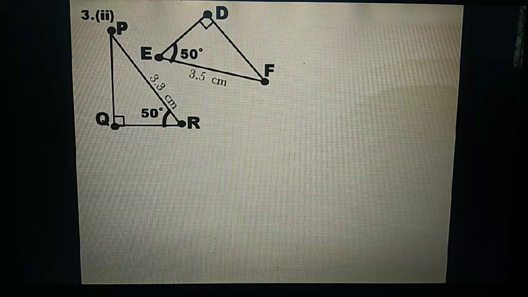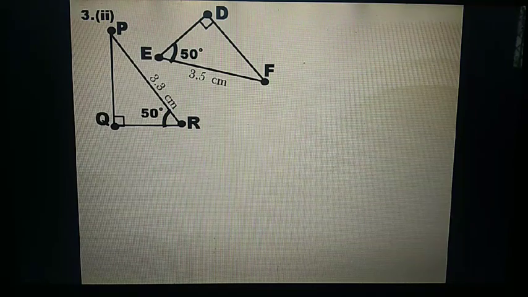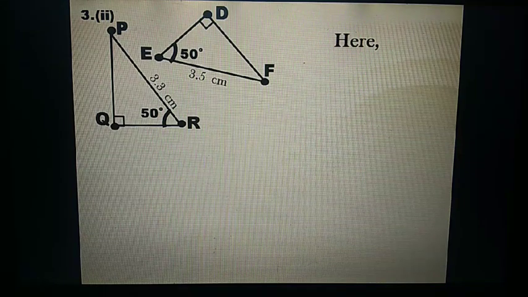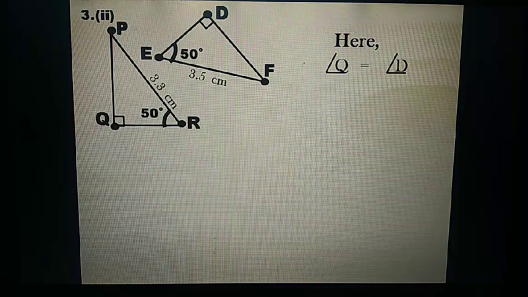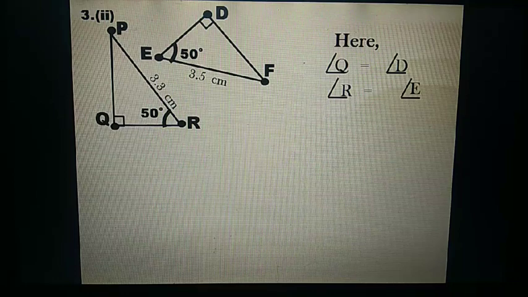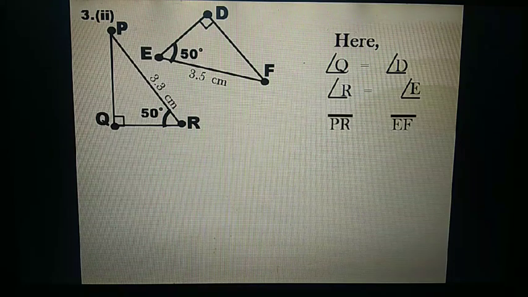Moving to the next figure given to you. Here there are two triangles, PQR and DEF. Again, first checking the angles which are equal in both triangles. The first set of angles which are equal here is angle Q and angle D. Both are 90 degrees. Next is angle R and angle E. Both are 50 degrees. The next sides given to you are PR and EF. Now, are these two sides equal? No, they are not equal.